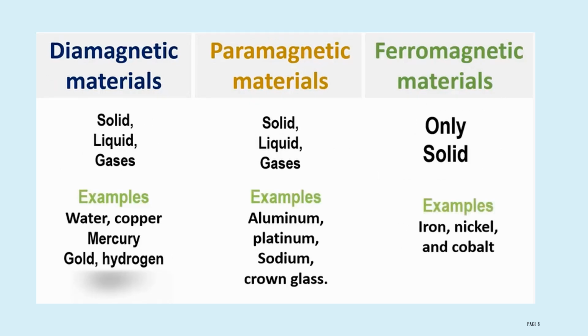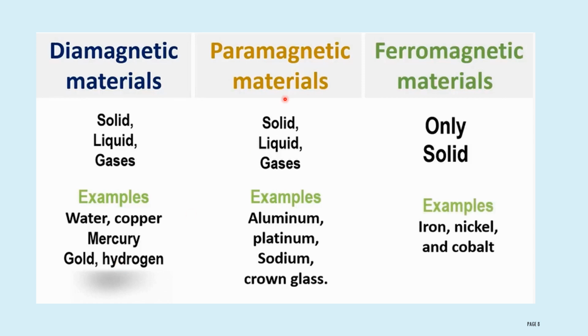Diamagnetic materials can exist in solid, liquid and gaseous states. For example, water, copper, mercury, gold, hydrogen. Water is an example for the liquid state, copper and mercury are examples for the solid state, and hydrogen is an example for the gaseous state.